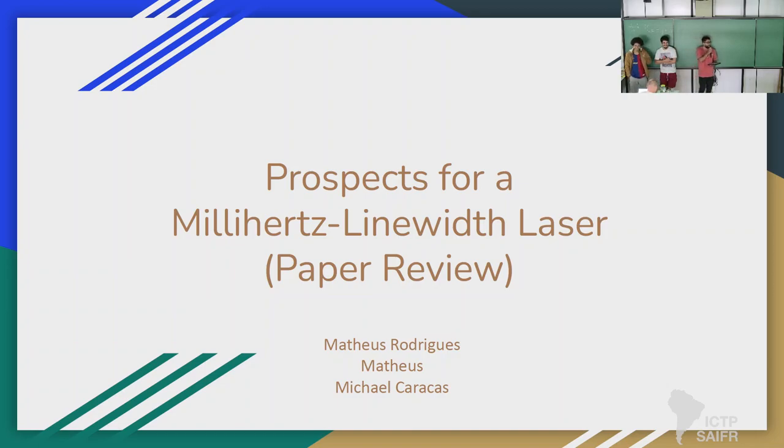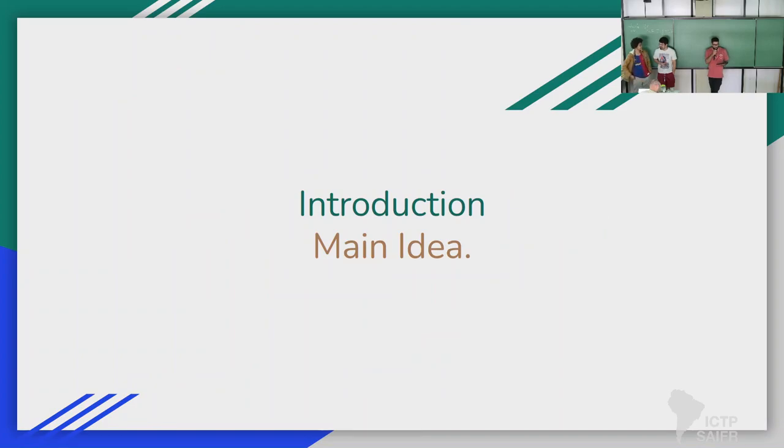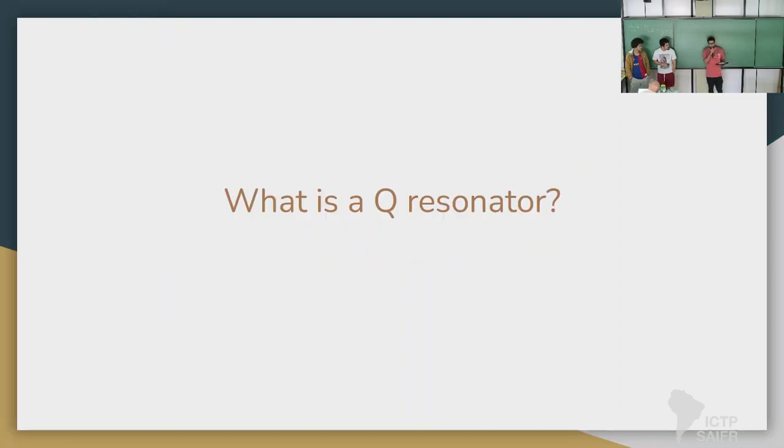Matheus and Michael. We are going to show you a prospect for milliHertz linewidth laser, a paper review of an article from 2009. The motivation for this article is to create a new light source that has alkaline atoms in an optical lattice, due to the detection of photons on an ultra-narrow clock transition in a very high Q resonator. What is a Q resonator? In physics and in general, a Q resonator is a dimensionless parameter that describes how undamped an oscillator or resonator is.